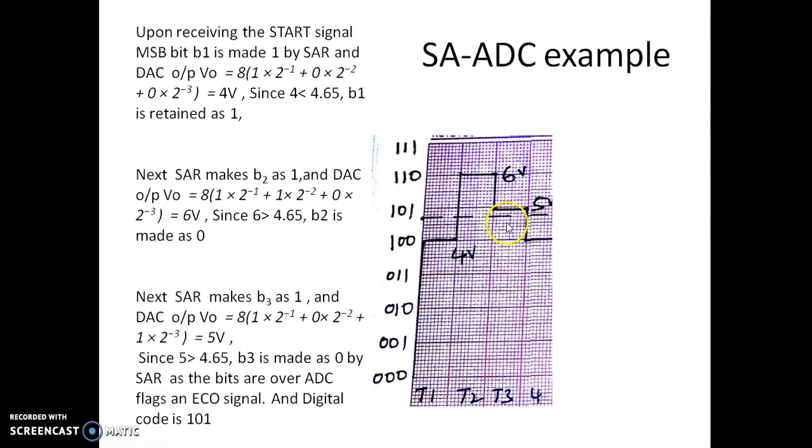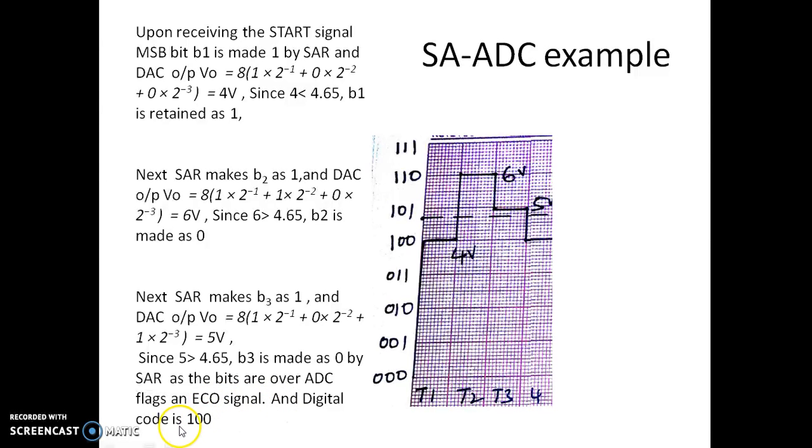Why B3 is made 0 is because the successive approximation register, upon making B3 1, got 5 volt as the DAC output. Since the DAC output is more than the input voltage, the SAR register is forced to make B3 0. Now B3 has been made 0. Whenever we made B3 1, it resulted in 5 volt. Since 5 is more than 4.65, B3 is made 0 by the SAR. As the bits are over, the ADC will flag an EOC signal.